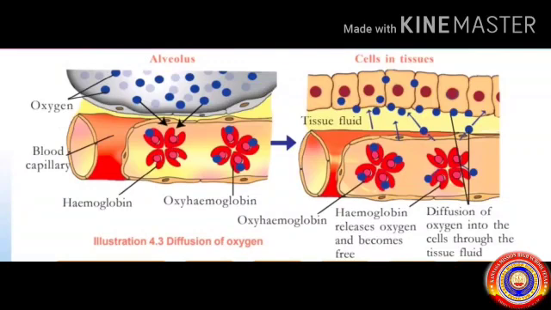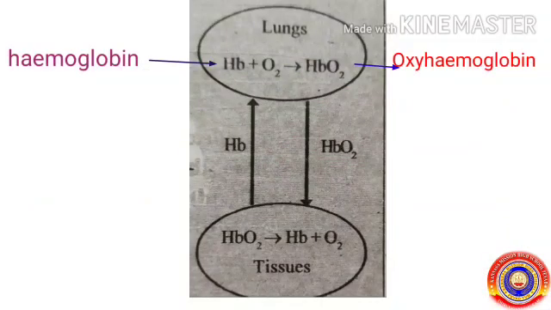Oxyhemoglobin is a less stable compound. Since the concentration of oxygen is higher in the lungs, hemoglobin easily combines with oxygen. But in the tissues, the concentration of oxygen is less. Therefore, oxyhemoglobin dissociates very quickly and provides oxygen to the tissues. The hemoglobin returns to the lungs where it again combines with oxygen. Once again, I am repeating the process.